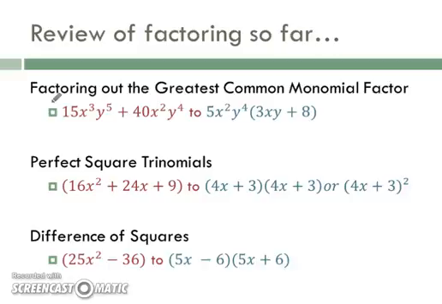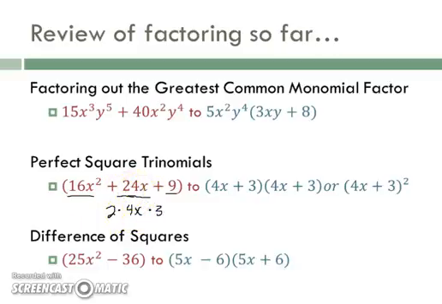We've also factored perfect square trinomials, where the first term is a perfect square, the last term is a perfect square, and the middle term is found by multiplying 2 times the square root of this, so 4x, times the square root of this, so times 3. Just to double check, 2 times 3 is 6. 6 times 4x, you get 24x.